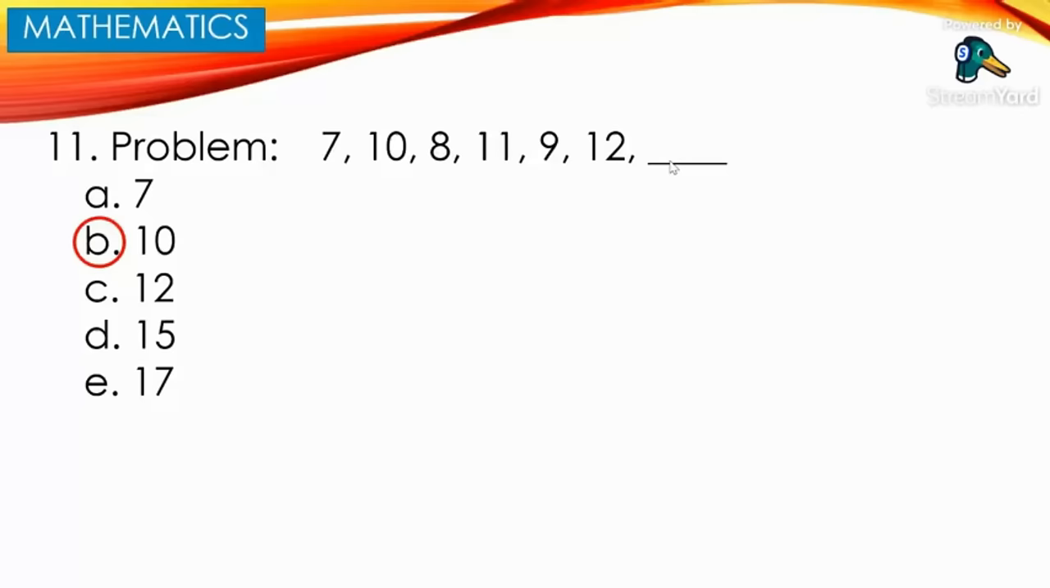Or you could also have the pattern plus 3 minus 2. Then plus 3 minus 2 plus 3 minus 2. So the correct answer po is, yes, keeping term pala. Opo, pwede po. Okay, next, you got it all correct. Letter B.